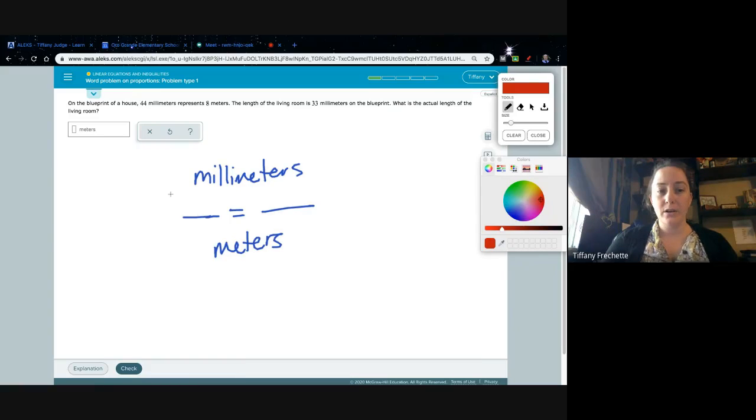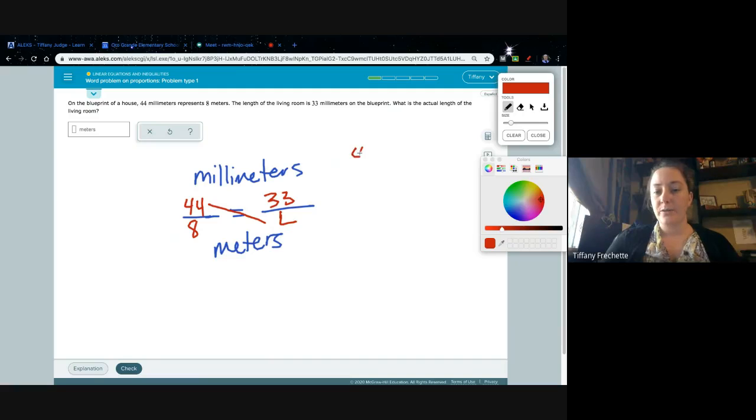So now I know the blueprint of the house is 44 millimeters, and it represents 8 meters for the bottom. The length of the living room is 33 millimeters on the blueprint, so 33 millimeters. What is the actual length of the room? So we don't know. Let's go with L for length. We could have gone for M for meters too. Totally up to you.